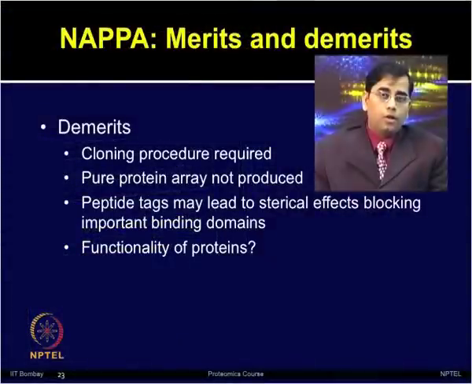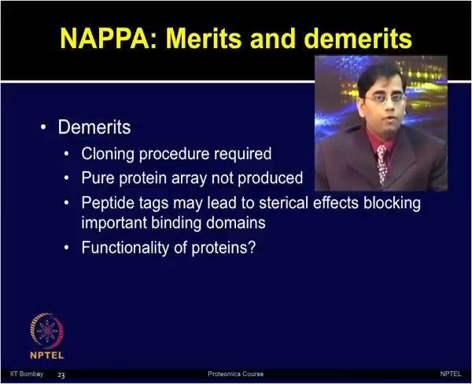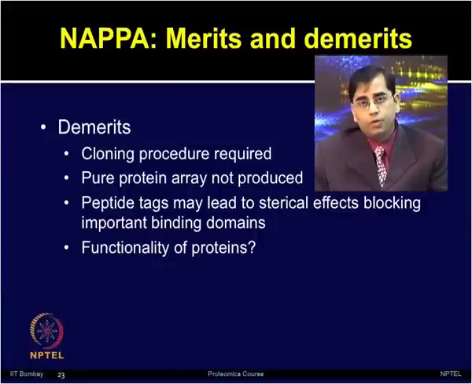But the NAPPA approach also has certain limitations. You need to rely on cloning procedure, which is very tedious, or you have to rely on those clones which are available in the cDNA clone repositories. Now, there is always a concern whether pure proteins are produced, because you have printed the cDNA on the chip, which is synthesizing the protein. So, the coexistence of both DNA and the protein can be one of the limitations.